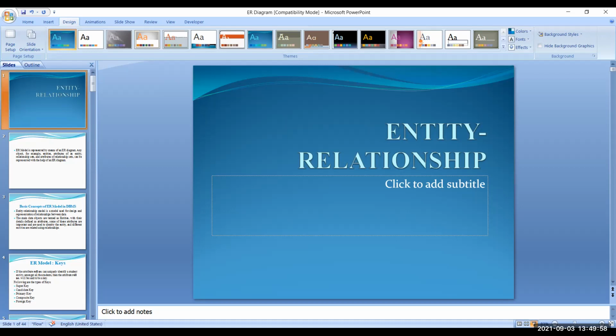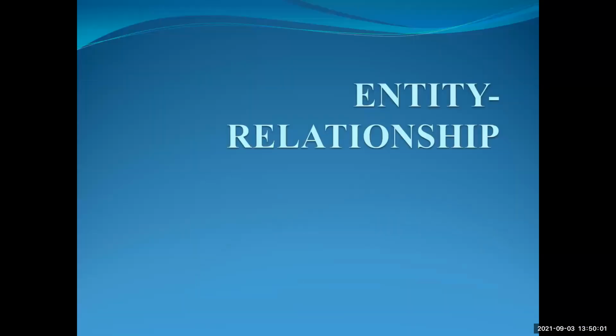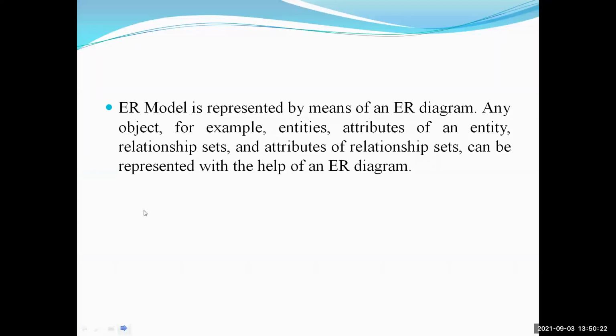So whatever you have made, the table, entity, and their attributes, now you have to represent it through a particular diagram known as your entity relationship diagram. Okay, class? Entity relationship diagram. It facilitates you in understanding the representation of the different entities and their attributes. Got it? So we will just start with it. The ER model is represented by means of your ER diagram, that is your entity relationship diagram.